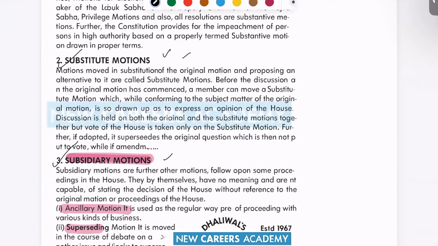सब्सिडरी होता है उसके साथ, part of it और exceeding. Is it clear? सब्स्टिट्यूट क्या होता है? एक मोशन हटा के दूसरा लगा दिया. सब्सिडरी होता है उसके साथ. So we have three types of motion.